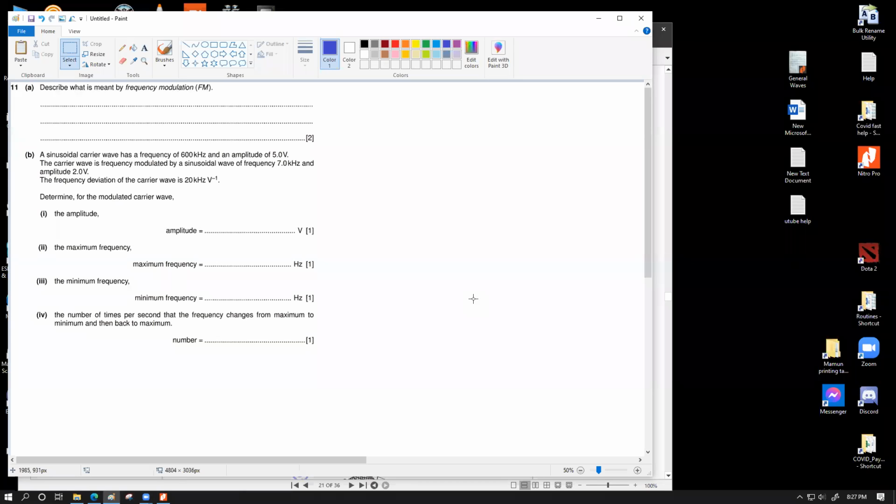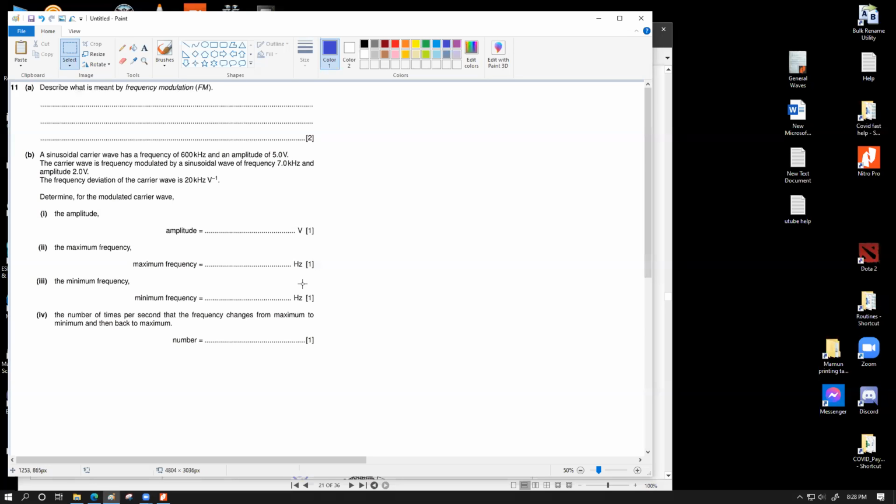If I try to write it in my own words, I'm going to write that it is the combination of an information signal with a high frequency carrier signal in which the frequency of the carrier signal is varied in conjunction with, or corresponding to, the amplitude variation of the information signal.